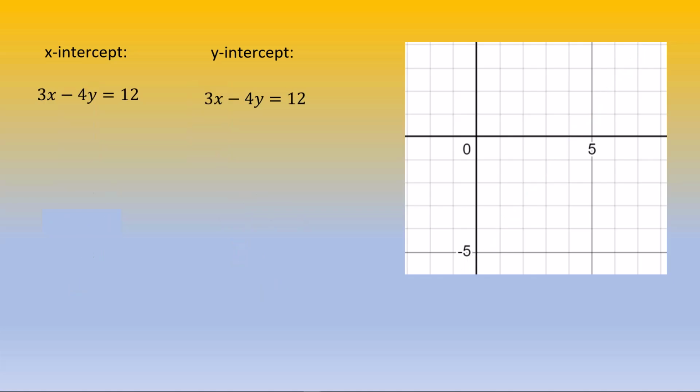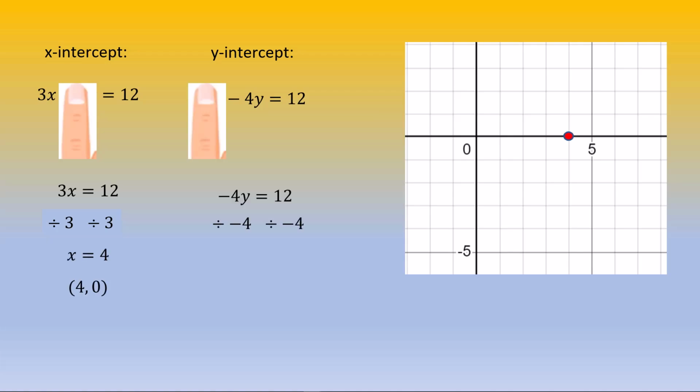Here's another one. Cover the y term, solve for x to get 4, plot the point. Cover the x term, solve for y to get -3, plot the point, and draw the line.